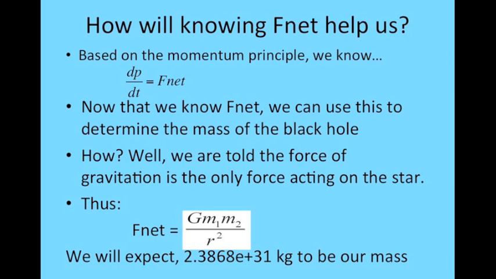We are told that gravity is the only force acting on the star, so we can say that Fnet is equal to Newton's universal law of gravitation. With G being our constant, approximately 6.7 times 10 to the negative 11, m1 being the mass of the star, m2 being our unknown mass of the black hole, and r being the difference in position between the star and the black hole. Through this experiment, we will actually find that the mass of our black hole is equal to about 2.38 times 10 to the 31st kilograms.